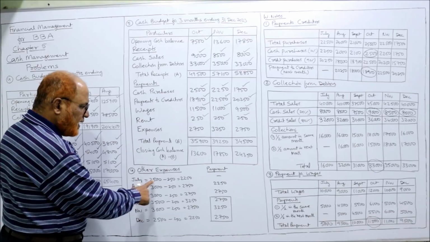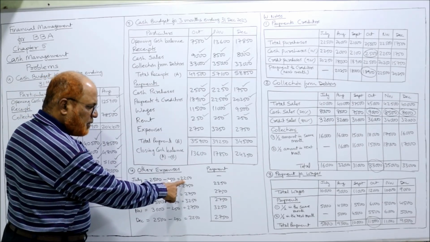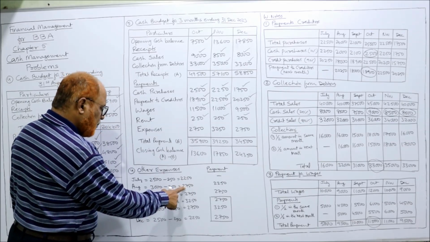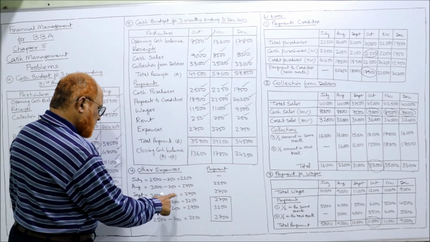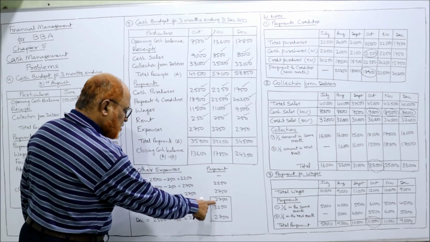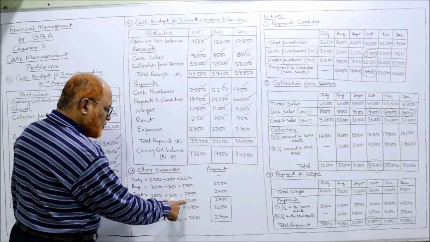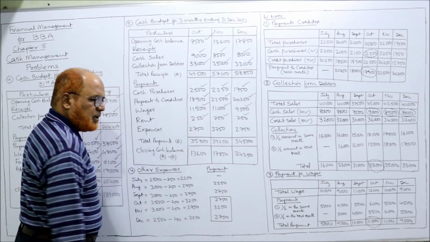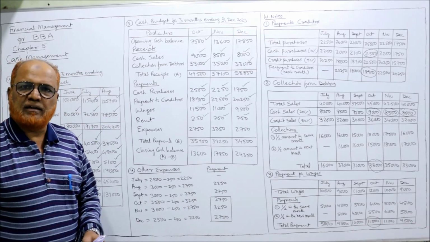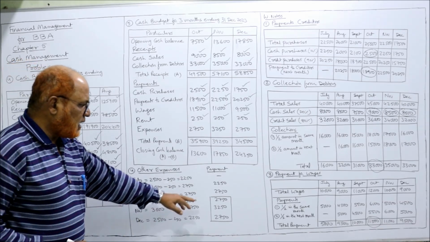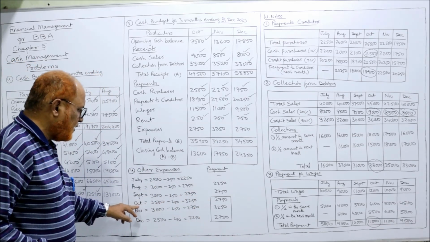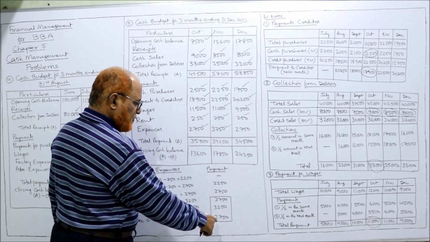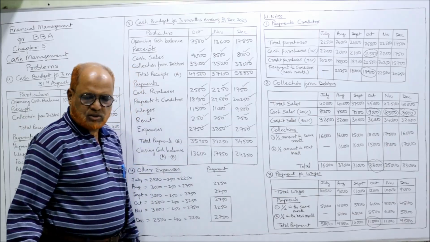So how much is the July amount? 2,250. This will be paid in August. Then August 2,750 will be paid in September. Then September 2,750 will be paid in October. Then October 3,250 will be paid in November. Then November 2,750 will be paid in December. 1 month delay. So what is the amount in October, November, December? 2,750 in October. November 3,250. December 2,750. That's all.